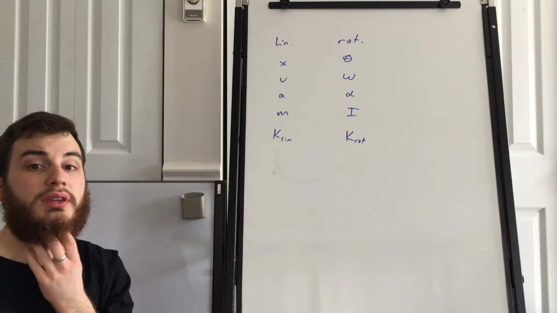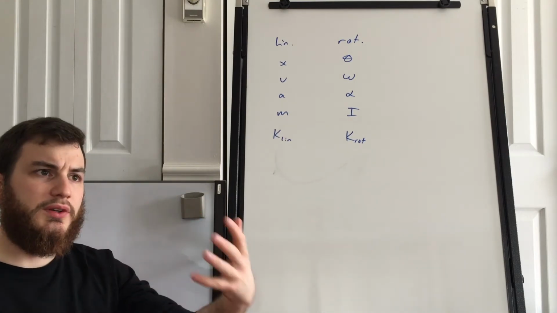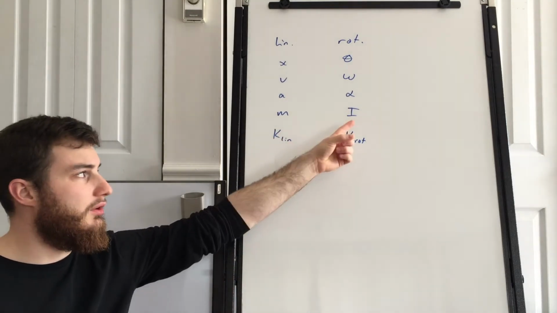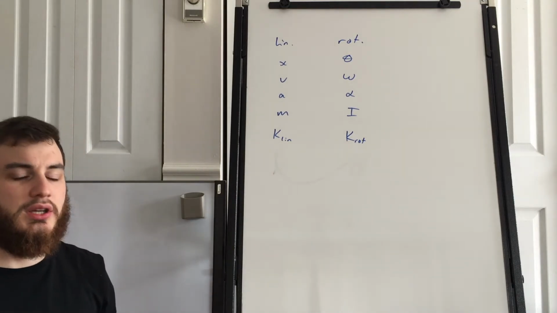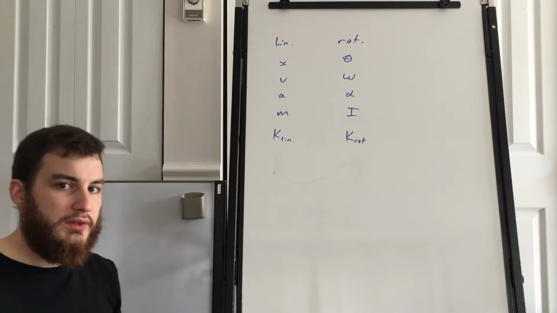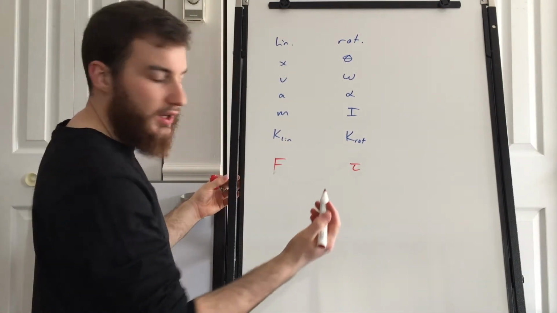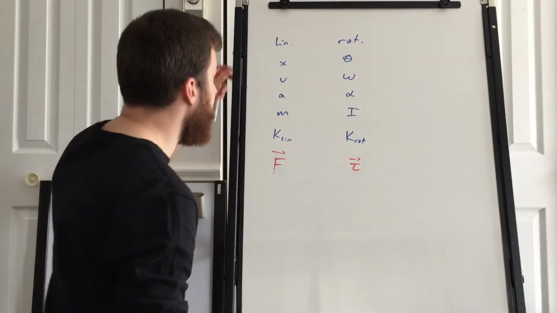These two here were the inertial properties of the object, so how difficult the object is to either make linearly move or angularly move. Then we had the linear and rotational kinetic energies, given by 1/2 mv squared or 1/2 I omega squared. The equivalent for the torque is the force. Both are vectors, so they would need to be written with an arrowhead on top of them.